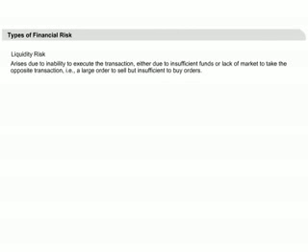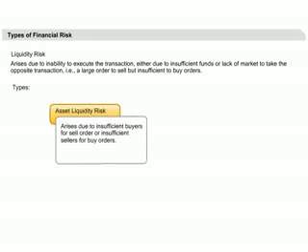Types of financial risk. Liquidity risk arises whenever there are transactions of huge size. For example, a company wants to sell shares worth $100 million, but there might not be sufficient buyers for such a huge amount. In such cases, the price of the shares might decline when they might not usually have declined. Alternatively, any buy order for a huge lot might need to increase the stock price. Such risks that arise due to insufficient buyers and sellers are also called asset liquidity risk.